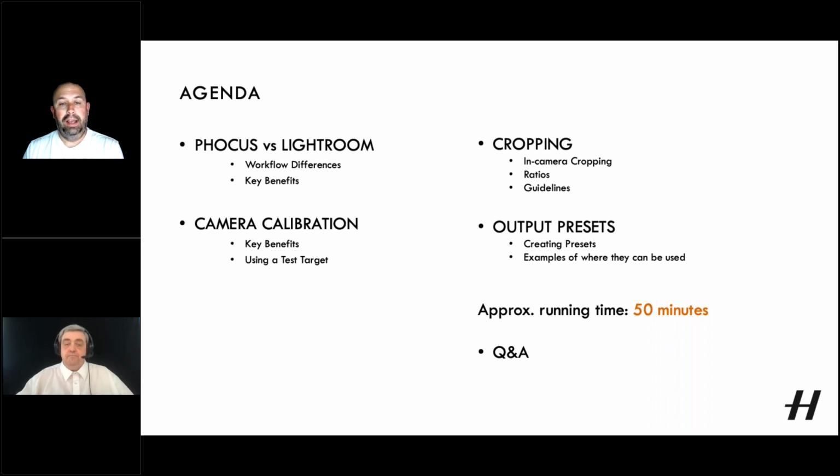Then cropping. We've had a few questions with regards to how in-camera cropping works, all the different crop modes we've got, and how that then follows through to the software. So Chris will again run through that. Camera calibration: why to calibrate your camera, or when, and how to do it. And then also output presets. Now, this was specifically asked with regards to preparing output files for print, but Chris is actually going to expand that a little bit more because presets can be used for a variety of different uses. So again, that's another topic we will cover.